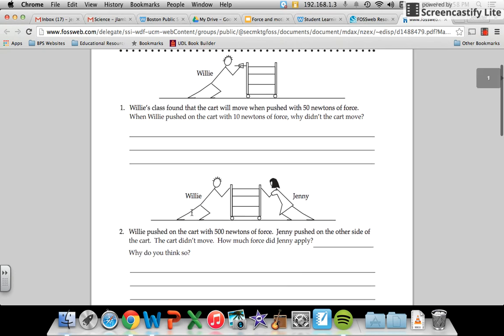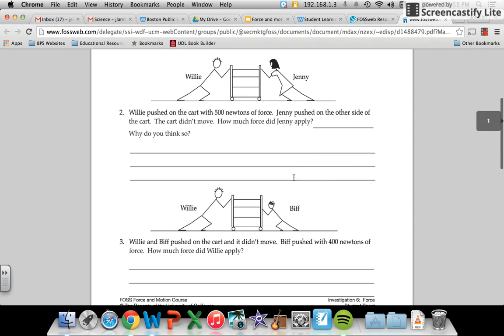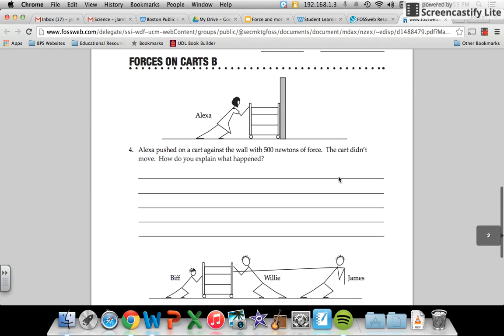Now, here in 2, you have Willie and Jenny. They're pushing together and the cart's not moving. That's because their net force is 0 because they're pushing with equal but opposite force. Now, here, kind of same idea. There is no movement, so there's no net force, and therefore if Biff is pushing this way with 400 newtons, Willie's pushing this way with 400 newtons. And it just goes on.